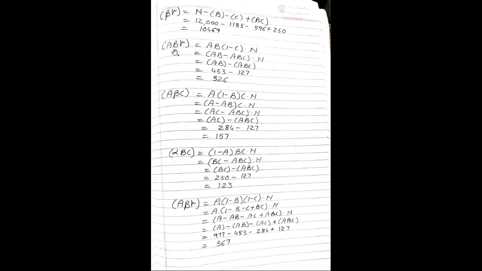Next value, A B gamma. A and B are positive. Gamma can be written as 1 minus C dot N. So multiply, open the bracket, we can consider AB minus ABC dot N. So the formula is written as frequency of class AB minus frequency of class ABC, which is equal to 453 minus 127. So the answer is 326.